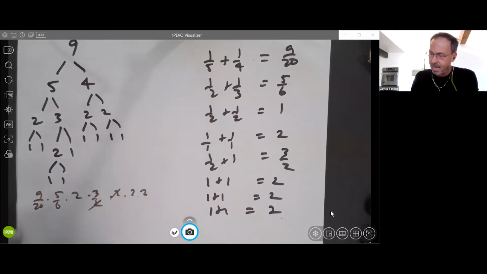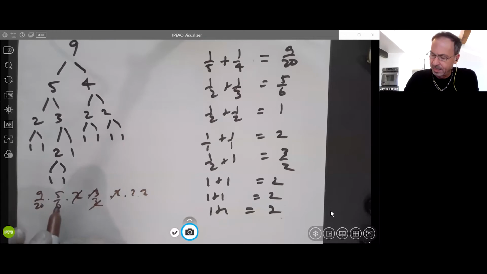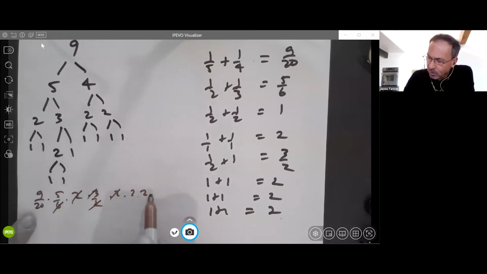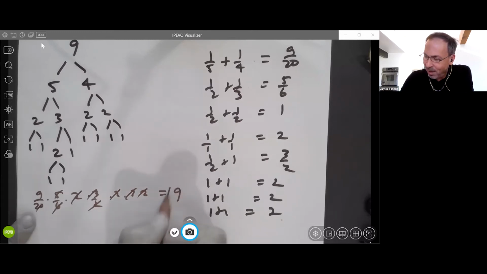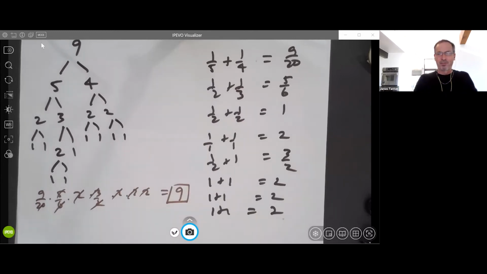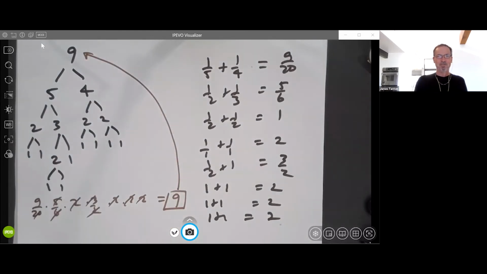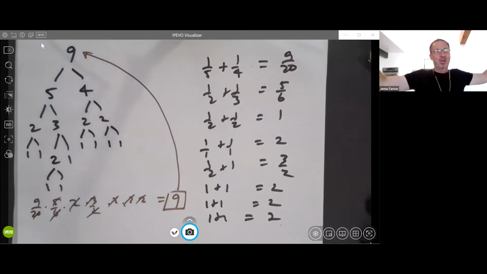A 2 cancels there. A 2 times a 3 and a 6 cancels there. Let's see, what else have we got going on? I'm just trying to see my own screen here. What cancels? Oh, 5 times 2 times 2, that's 20, cancels that 20, and I'm left with just a 9 on the top. The product of those fractions is the number of pebbles I started with. Oh, surely that's coincidence. That's just pure coincidence.